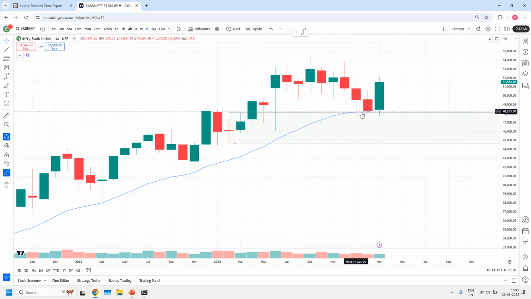demand zone. After the price hour extension was completed, see what happened within this month? BANKNIFTY started moving up. We have seen a bullish candle.